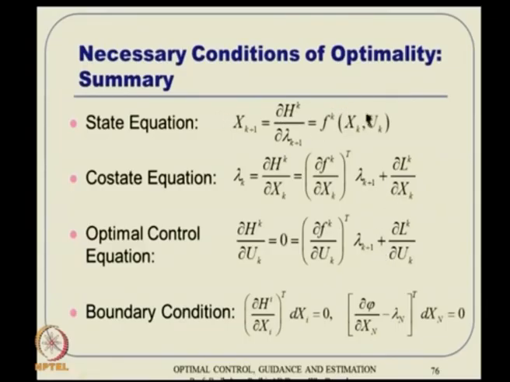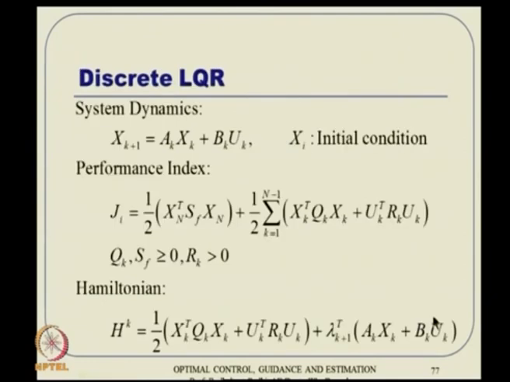The state equation develops forward, the co-state equation develops backward. Remember, lambda k is a function of lambda k plus 1, and the optimal control stationary equation needs to be solved to get the control value u k. The boundary conditions were also given like that.